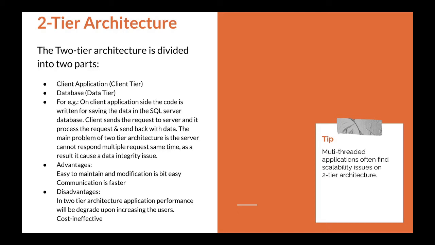One tip here is that for multi-threaded applications, it is often seen that 2-tier architecture will definitely have some scalability issues. Why? Because in multi-threaded applications there will be multiple threads working at any point in time, and that can lead to performance degradation because we have limited CPU to utilize, and that needs to be divided carefully across the entire server.